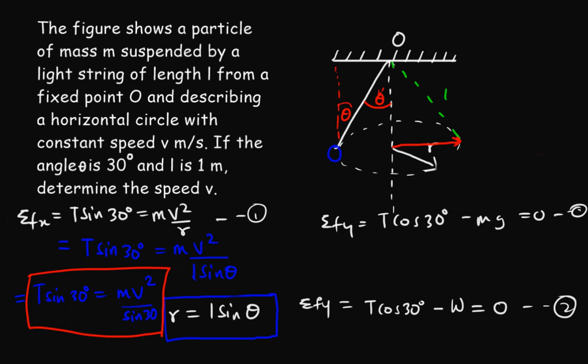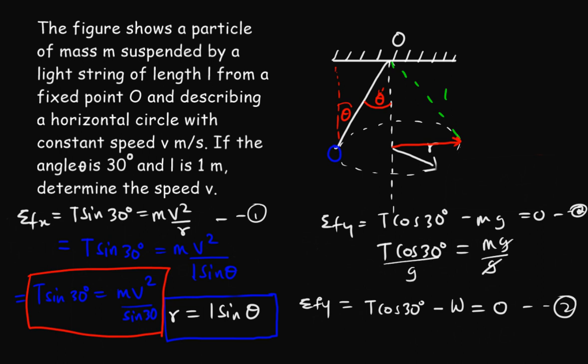So what I'll do is make mass the subject. I'm going to make mass the subject from equation 2. So let's look at that. That will be T cosine of 30 degrees equals mass times acceleration due to gravity. So I divide both sides by G.